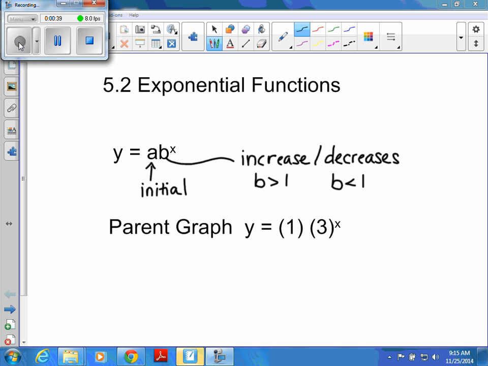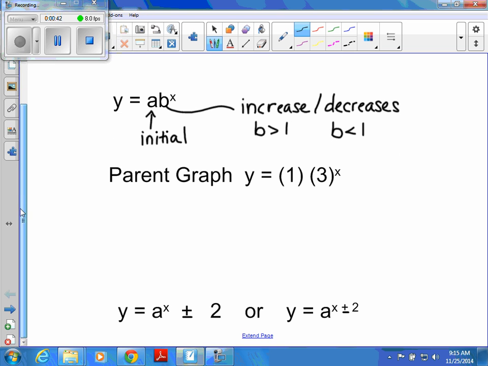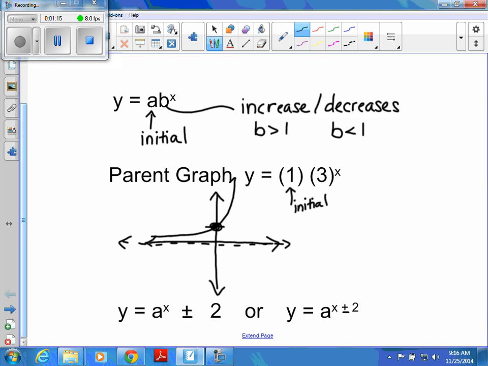So I'm just going to give you a basic parent graph of what this should look like, and then we're going to do more graphs later on in our notes. So 1 is the initial value. I'm going to start it at 1 then. The 3 lets you know if it's going to increase or decrease. Since the 3 is greater than 1, it's going to increase. There's also an asymptote in this problem. The asymptote is always at 0 until you shift your graph. So I know we studied these before in Algebra 2, but this is what an exponential graph looks like.